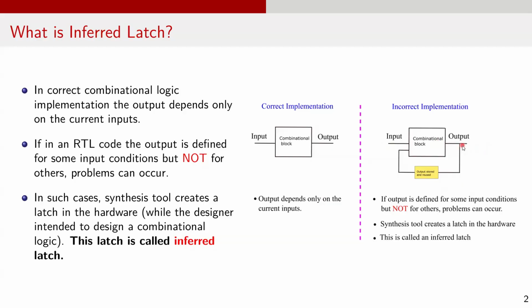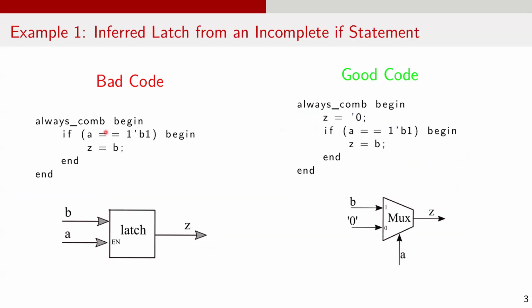However, for the conditions where no assignment is provided, the output retains its previous value. This requirement to remember its previous value is what causes a latch to be created. Now let's look at some coding examples that create inferred latches. Inferred latches are typically created when a combinational logic block is incomplete. This happens when an output signal is not assigned a value in every possible execution path.